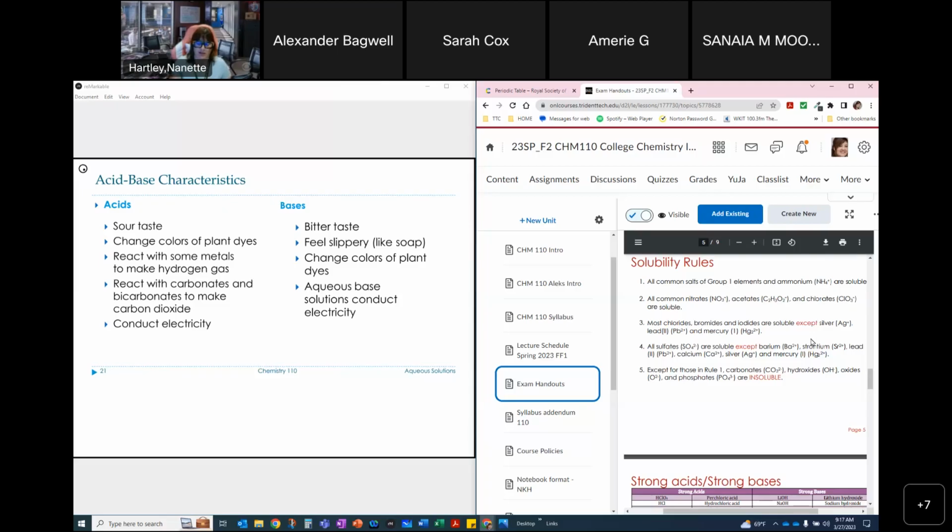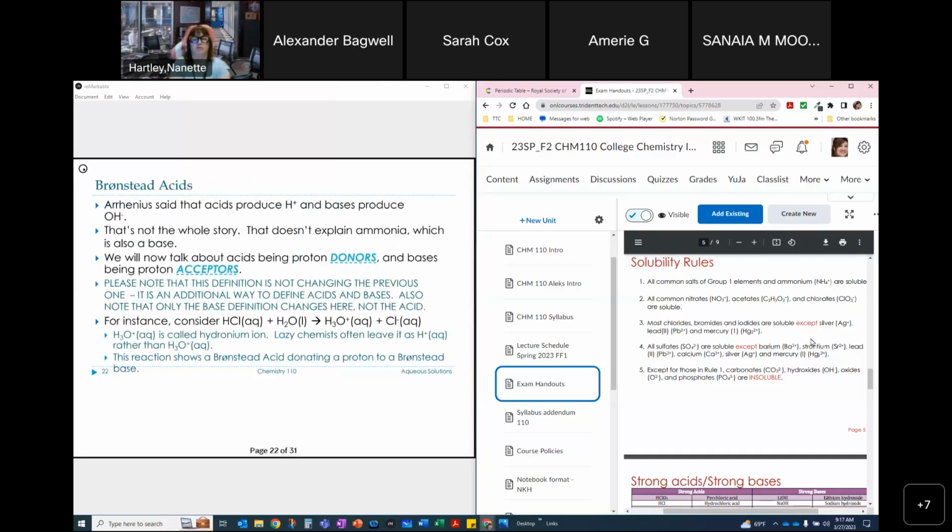Soap is typically made to feel like lye. Lye is sodium hydroxide, and that used to be the only soap that we used. So most soaps are made to feel like that because that's the feeling we've come to associate with it. It does still change the color of plant dyes, but that's not very interesting because both an acid and a base will do that. And aqueous-based solutions conduct electricity as well. So yay, that's helpful. But those are some of the things that we talk about.